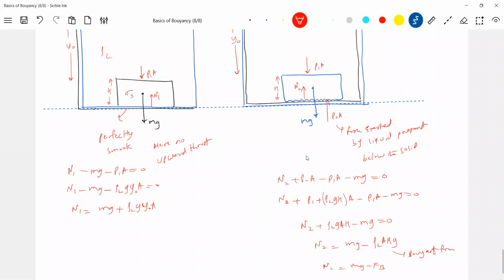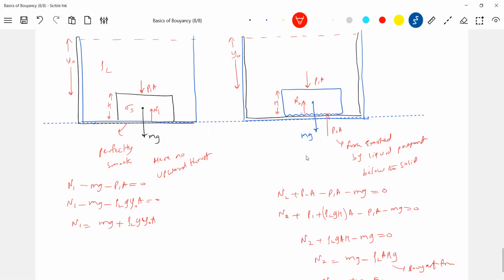Tell me, it's a small microscopic amount of liquid, a rough surface. Now what is practically possible? The perfectly smooth case is theoretical, ideal, not possible. You take any object, it will definitely be rough. So there will be a buoyant force, that's all. So this is the ideal case, perfectly smooth, and this is the practical case.